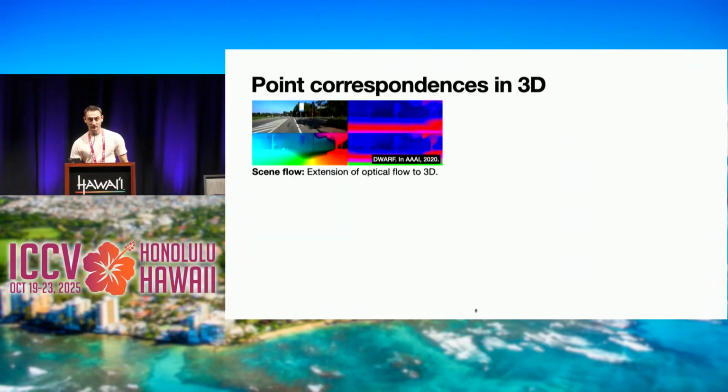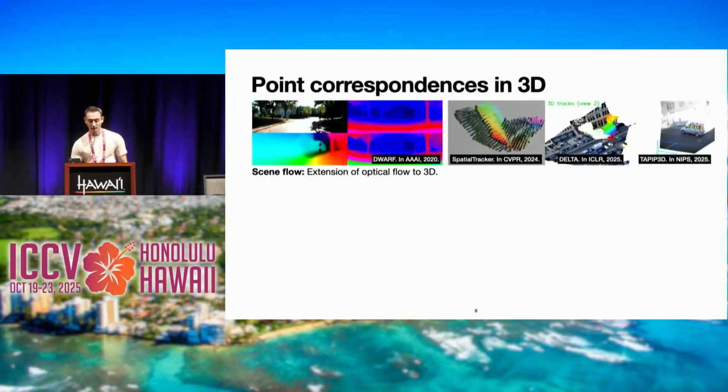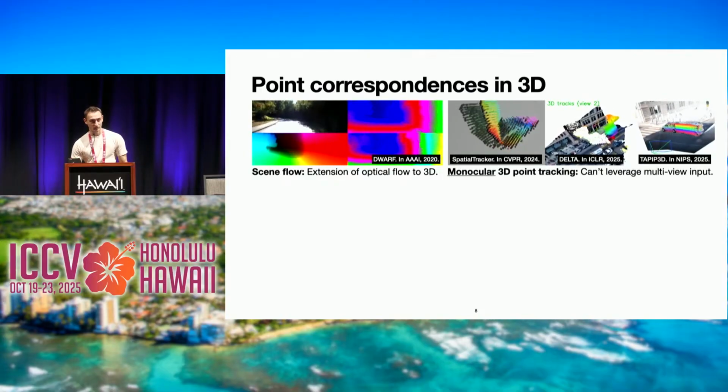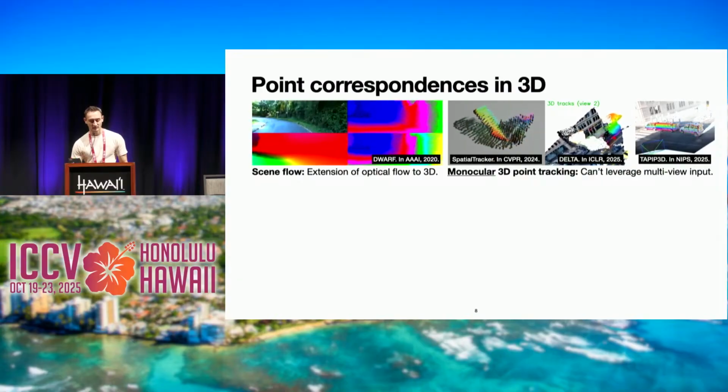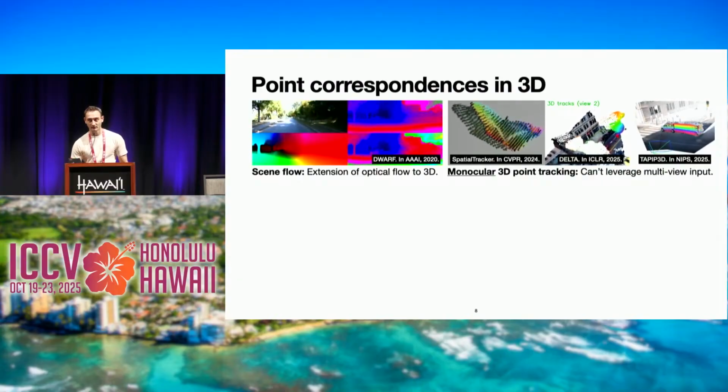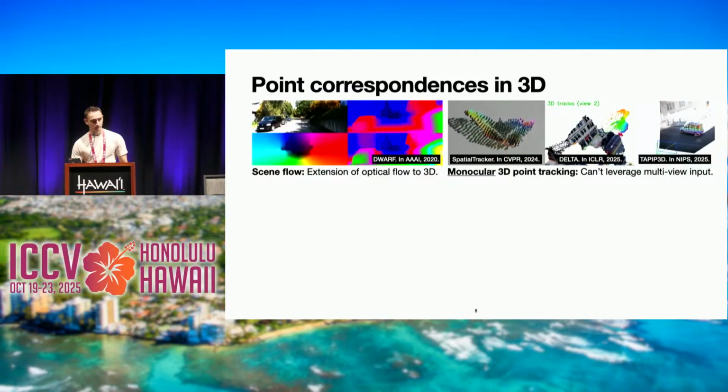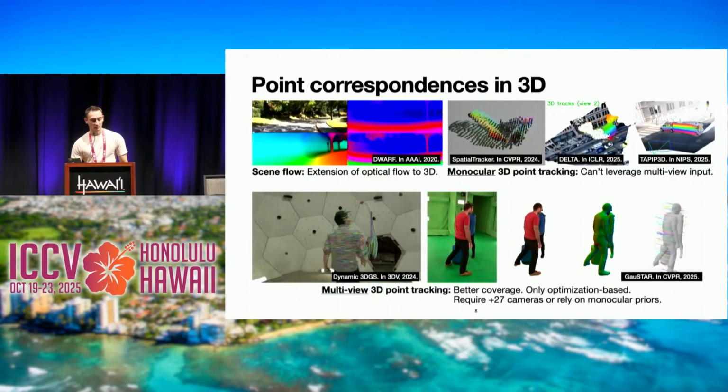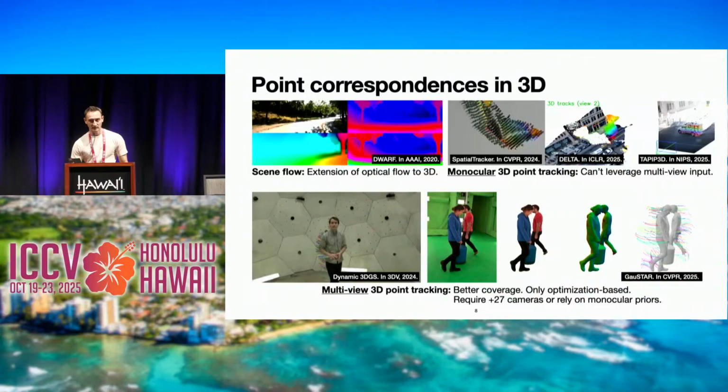Moving to 3D, we have scene flow, which is an extension of optical flow to 3D. However, it's again tracking only frame to frame. We have monocular 3D point tracking, which has received a lot of attention in the past 2 years especially, but inherently it can't leverage multi-view input. The problem we are focusing on, the task, is multi-view 3D point tracking.